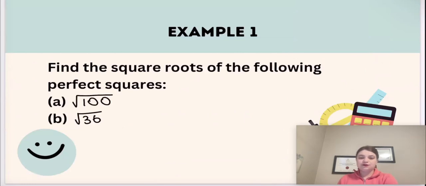First, it asks us to find the square roots of the following perfect squares. The first one is the square root of 100. So what number multiplied by itself is 100? Well, 10 times 10 is 100, so therefore the square root of 100 would be 10.